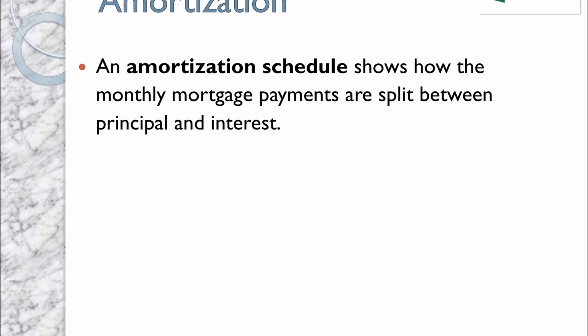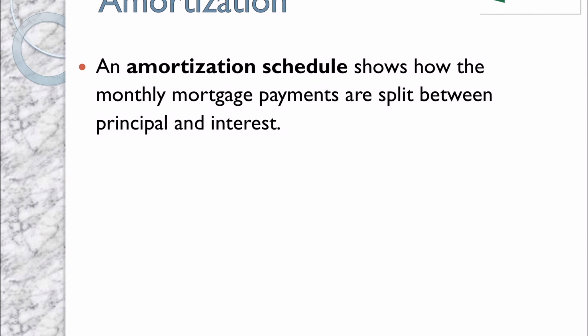So how can I actually view this in one sheet? I can view this in an amortization schedule. An amortization schedule shows how the monthly mortgage payments are split between principal and interest. Basically, we just did the first 2 payments, but within a 30-year monthly payment mortgage, you're going to have a total of 360 payments. It would be very tedious to do this by hand, month by month.